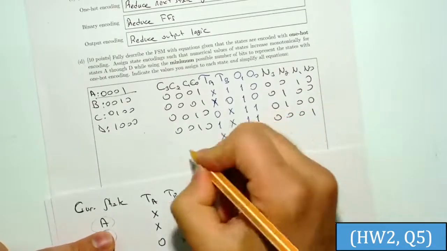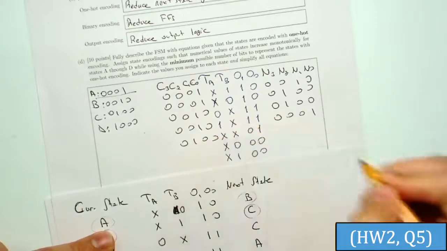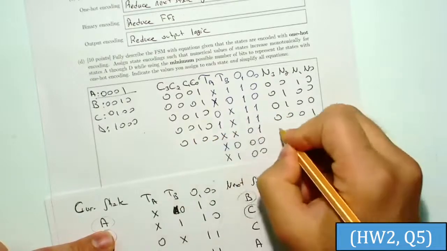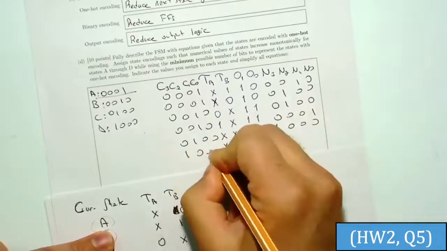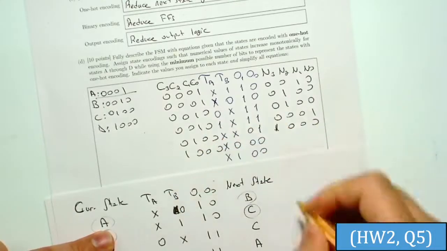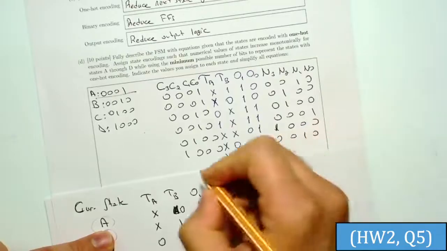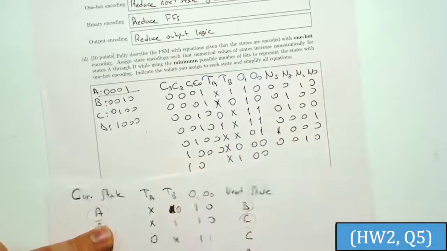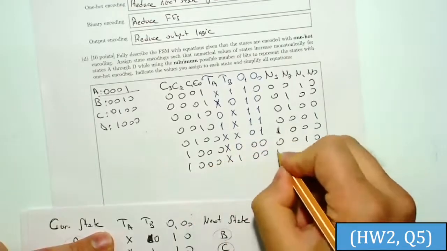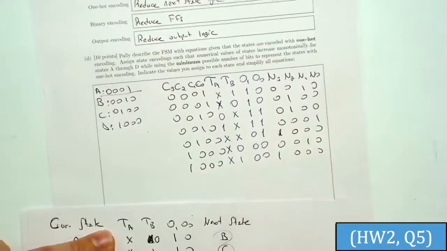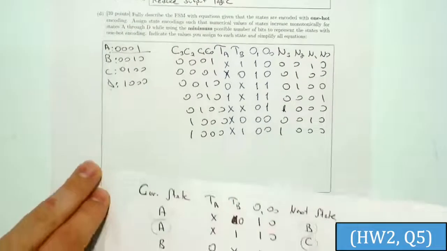So I have C, and the next state will be D. And for D, I have first B here, and again I have D here. All right, so this is the truth table for D.